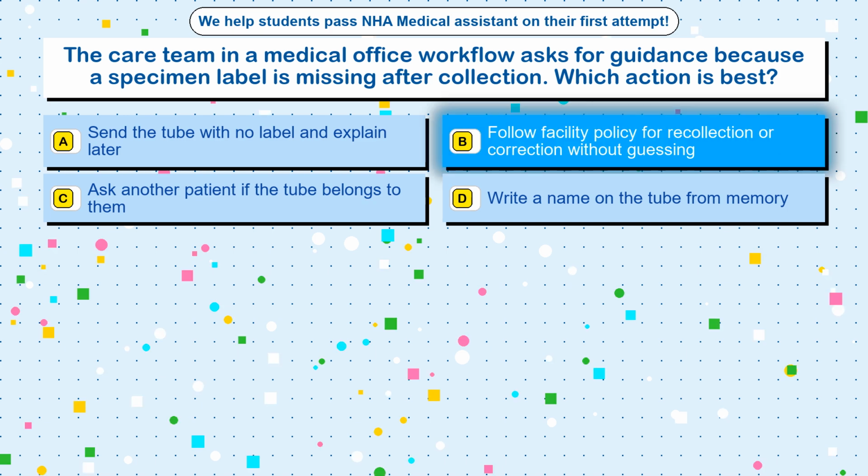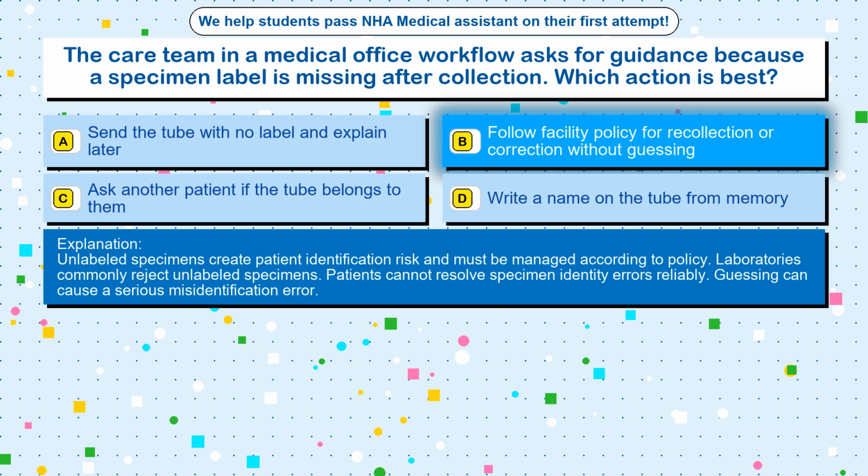The correct answer is option B, follow facility policy for recollection or correction without guessing. Unlabeled specimens create patient identification risk and must be managed according to policy. Laboratories commonly reject unlabeled specimens. Patients cannot resolve specimen identity errors reliably. Guessing can cause a serious misidentification error.